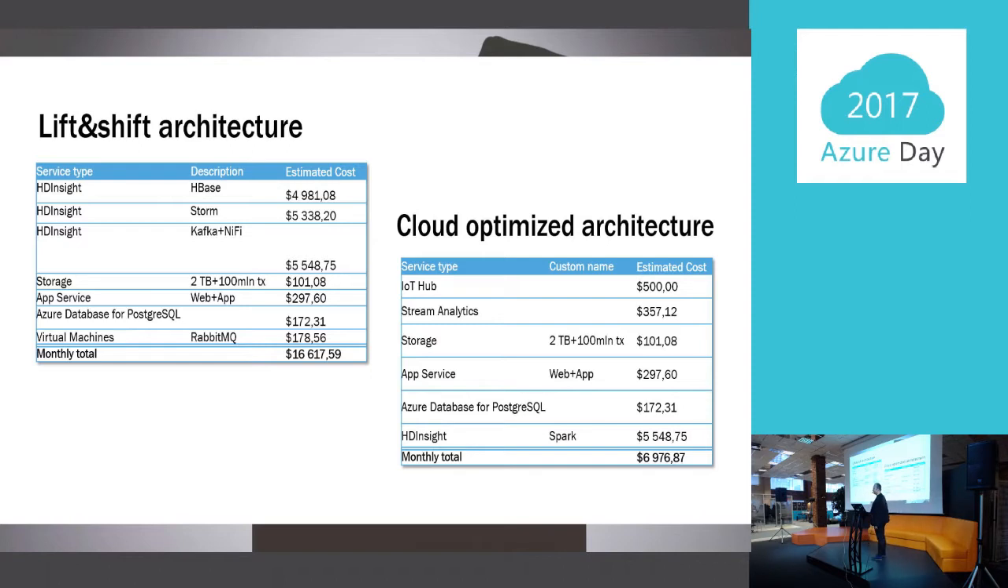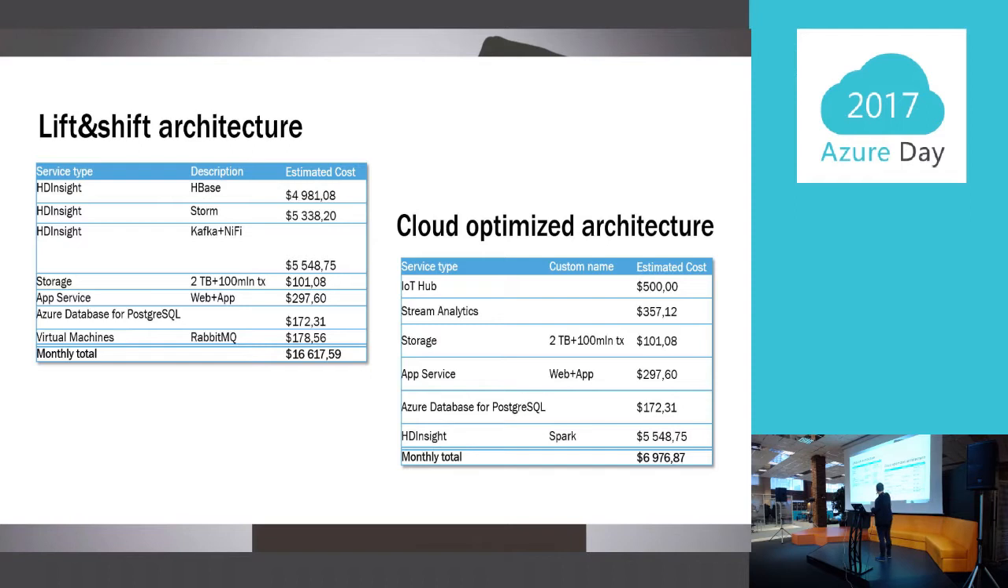You might recall HBase, Storm, Kafka plus NiFi. So this is basically three separate clusters that need to be allocated for this purpose, plus some storage, Postgres, because they've been using Postgres as well. The monthly total is roughly 16K.